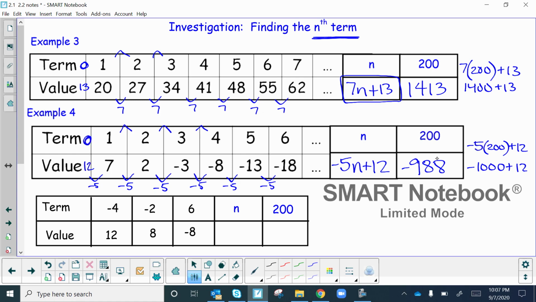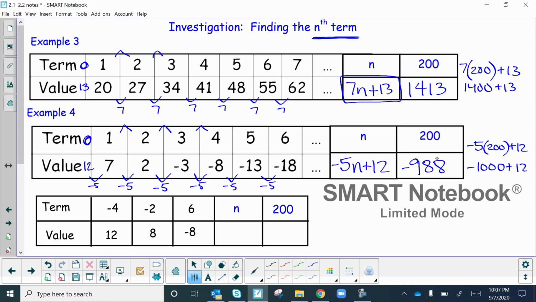Let's take a look at this next table. This next table is kind of weird. It does not have a simple 1, 2, 3, 4, 5 term. It actually started out at a negative number. So this one's where you're really going to have to remember your algebra. It started out at -4, then went to -2, then to 6. So this has a different change other than 1.